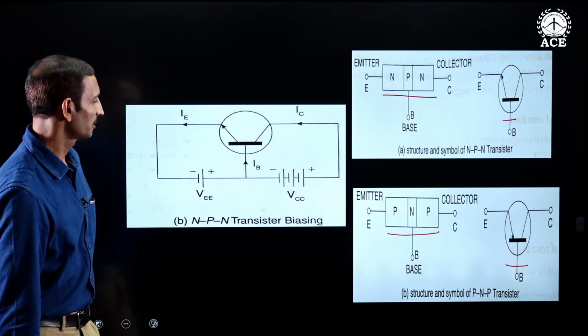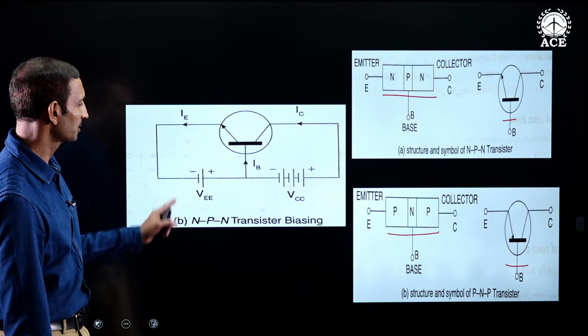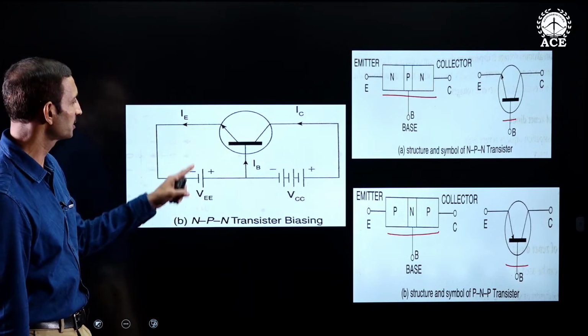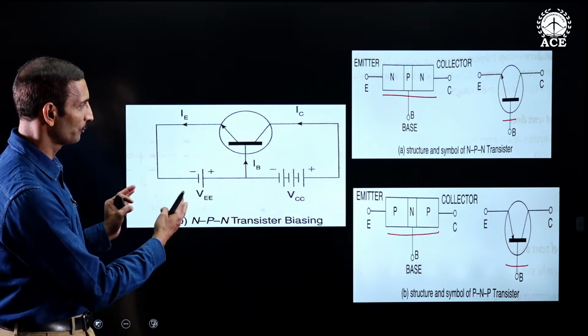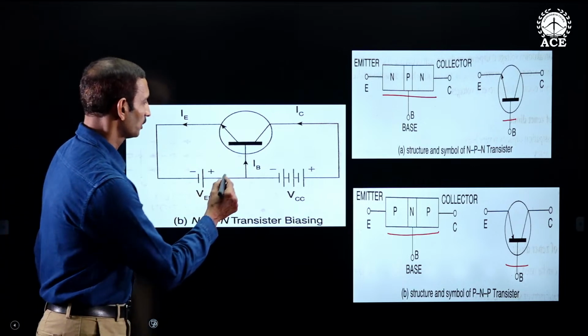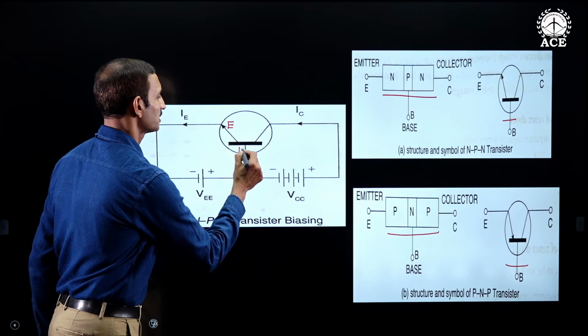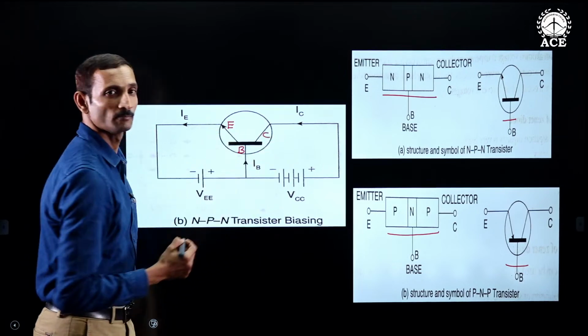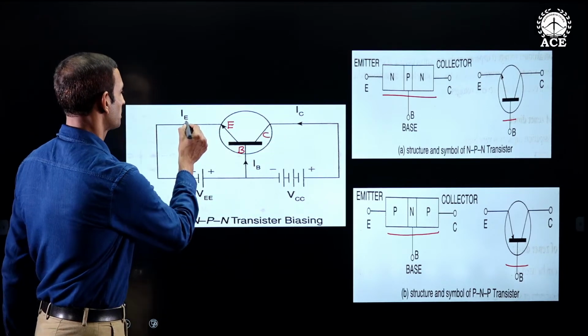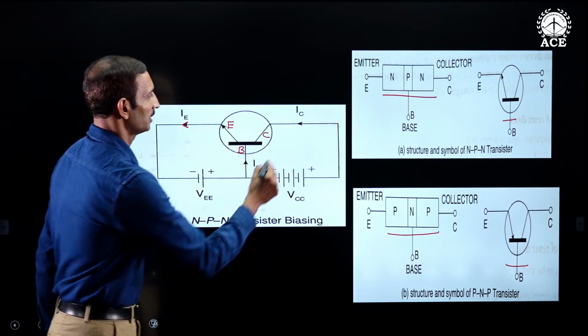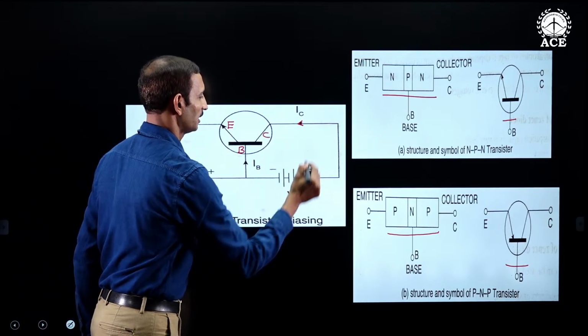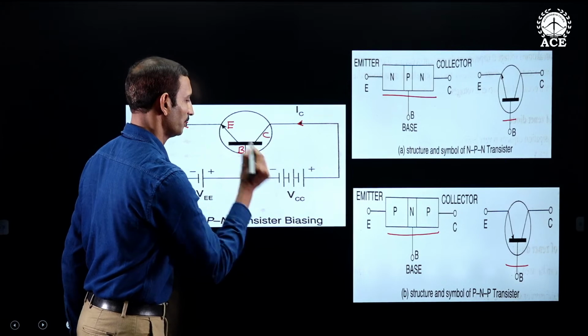So this is an NPN transistor connection in a circuit. We make use of this when we discuss the working. Now this is nothing but an NPN transistor. This is the emitter, this is the base, this is the collector. This is the emitter current IE, this is the collector current IC, and this is the base current IB.